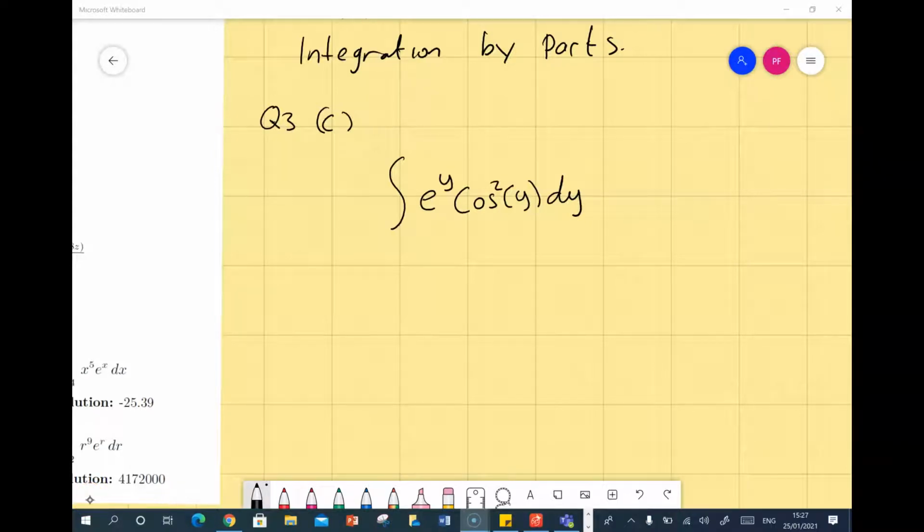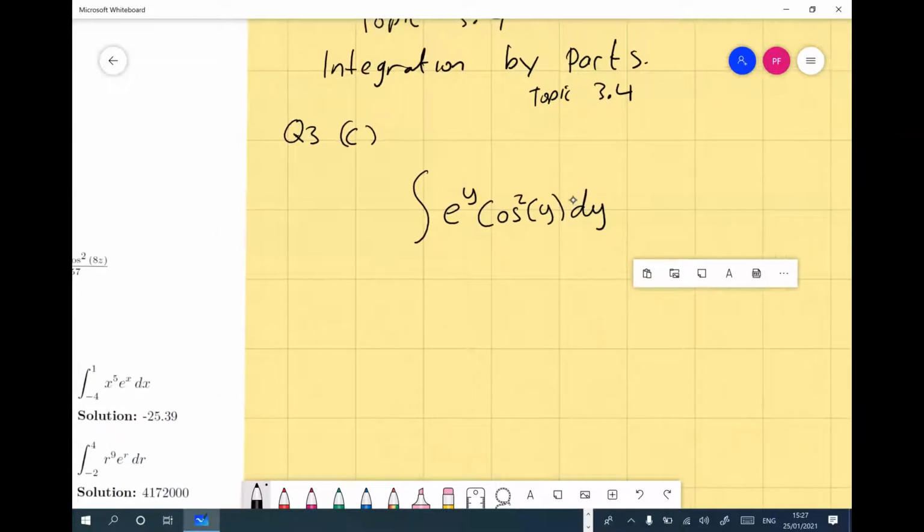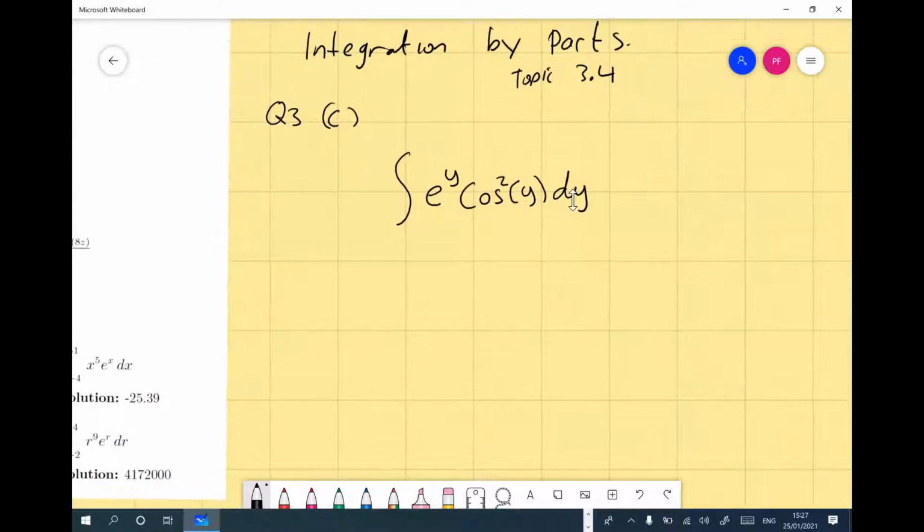Okay, so this is integration by parts, question 3C. I think it's topic 3.4. So you want the integral of e to the power of y cos squared y dy. This is quite a bananas integral, so if you or anybody in YouTube land has a nicer, faster way of doing it, that'd be brilliant. But we're going to try to do it by parts in any case.